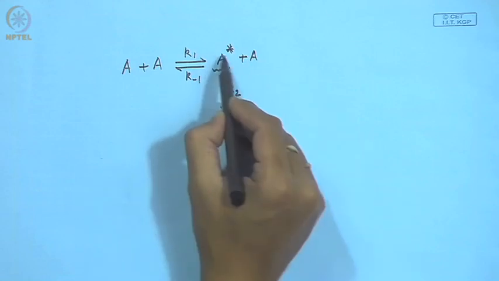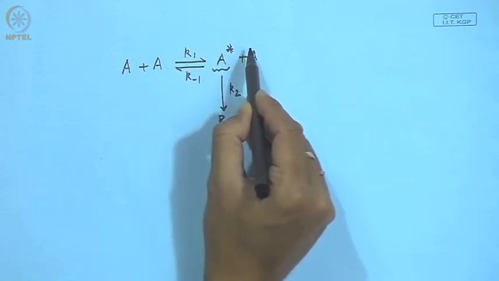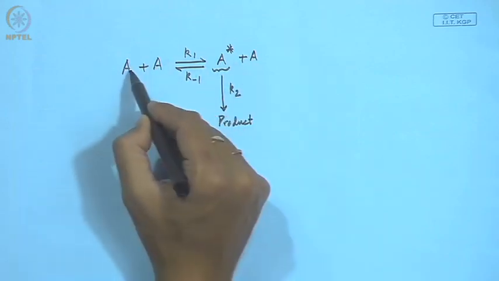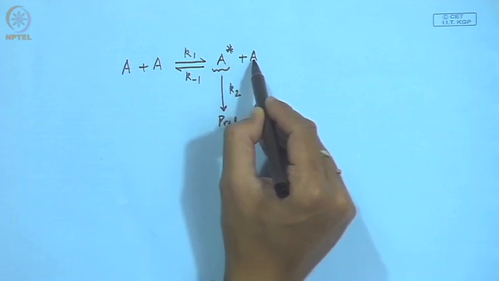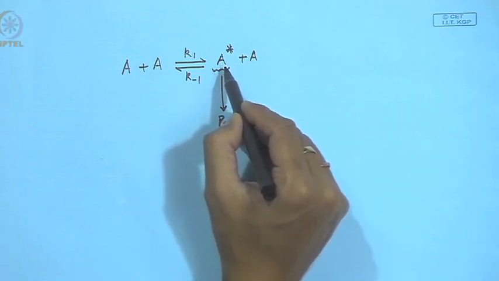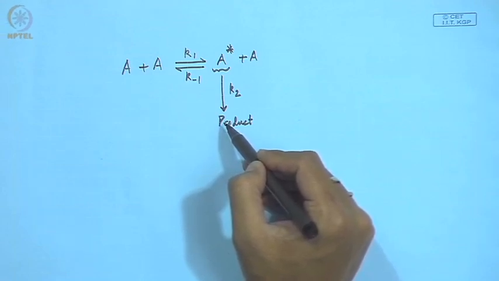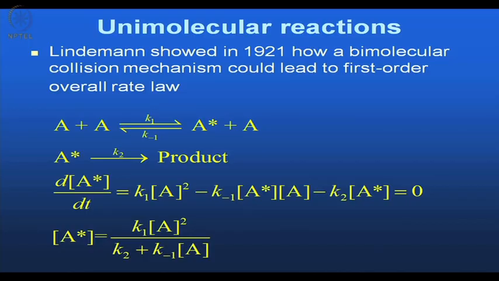So, basically this is a quick equilibrium between the unexcited and the excited species. Here there are two unstarred and one starred, and this starred species is thought to be responsible for giving rise to the product. This is the concept of Lindemann, put forward in 1921, that in a bimolecular collision process an overall first order reaction may result. It is a gas phase reaction.